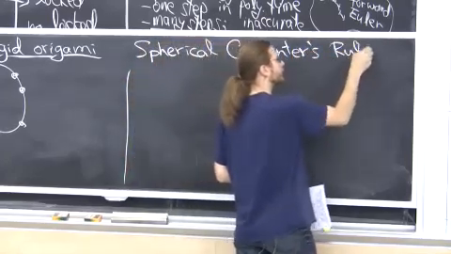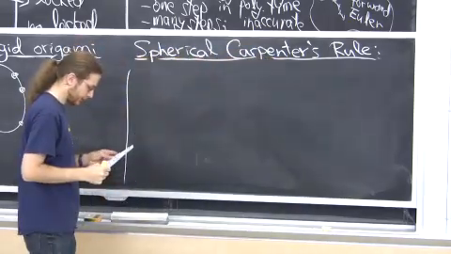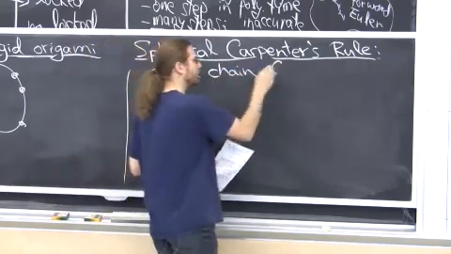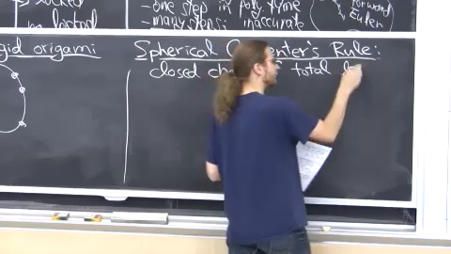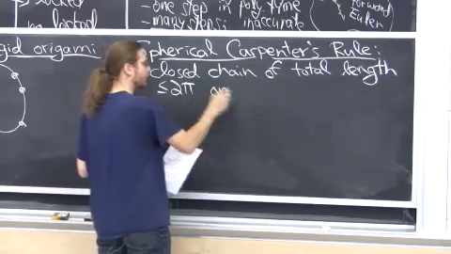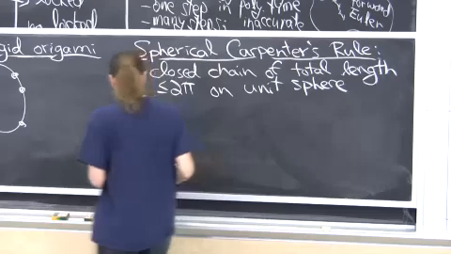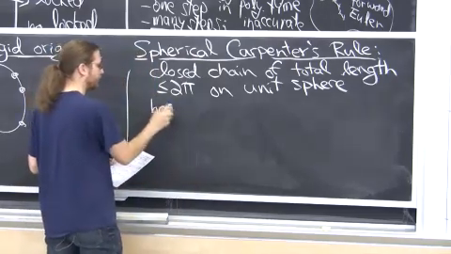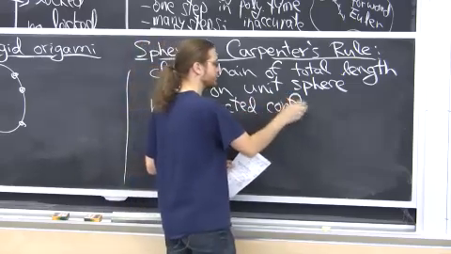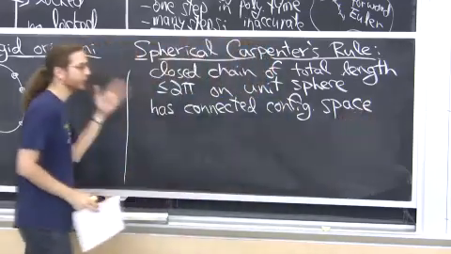And there is. This is by Streinu and Whiteley. So if you have a closed chain, a polygon of total length at most 2 pi on a unit sphere, then you have a connected configuration space. So in the plane, a closed chain always had a connected configuration space.